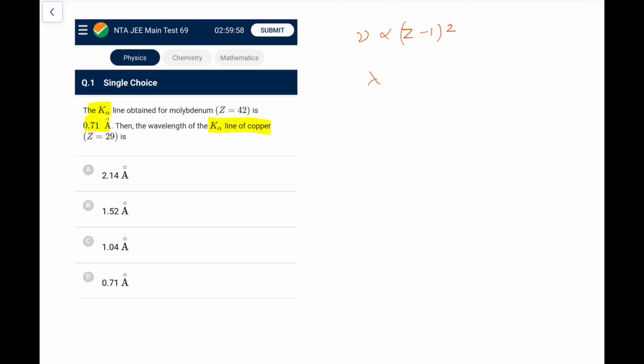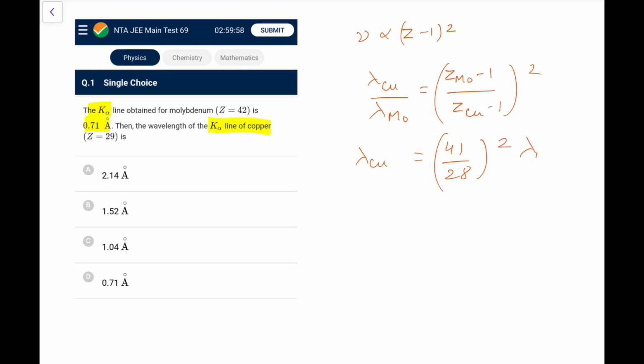So lambda of copper to lambda of molybdenum would be (Z of molybdenum minus 1) upon (Z of copper minus 1) whole square. So that becomes (41 upon 28) whole square. This is lambda copper over lambda molybdenum, so now we have 41 into 41 upon 28 into 28, times 0.71 angstrom. So you can make out it will definitely be greater than 0.71. So it is not 0.71.